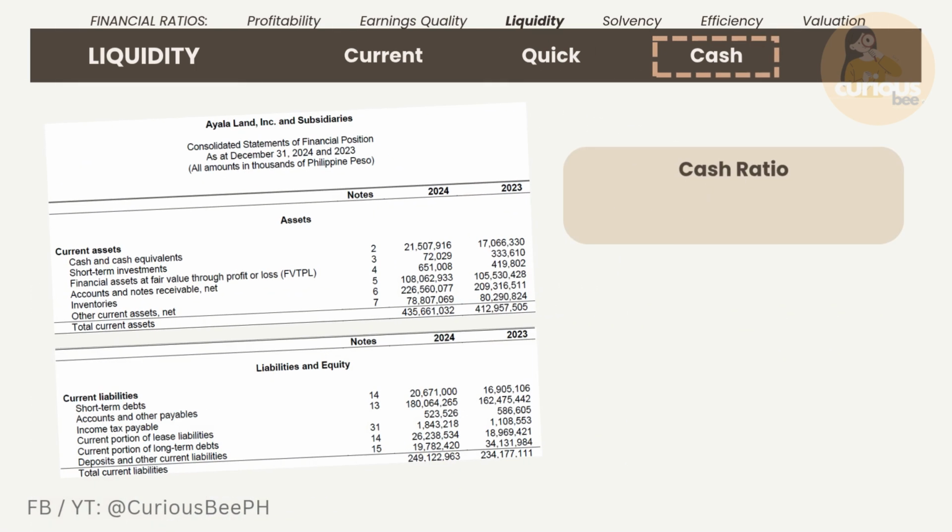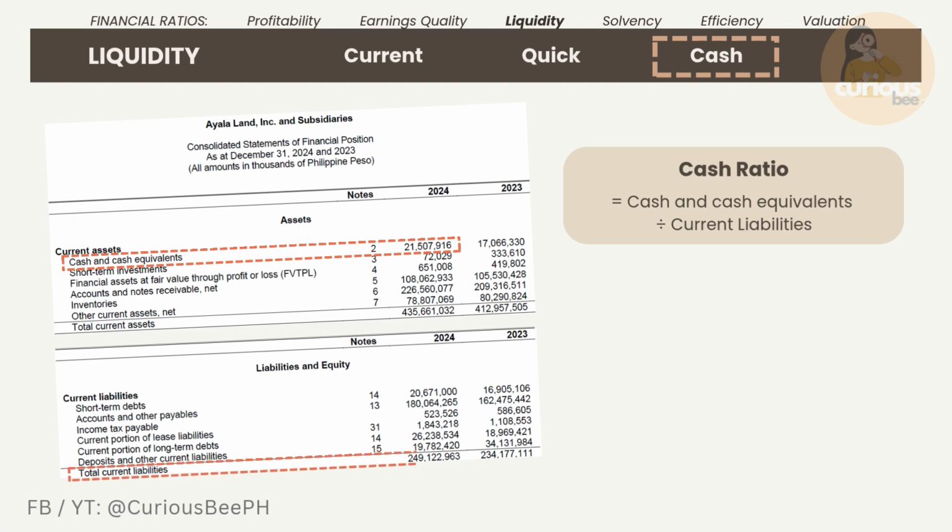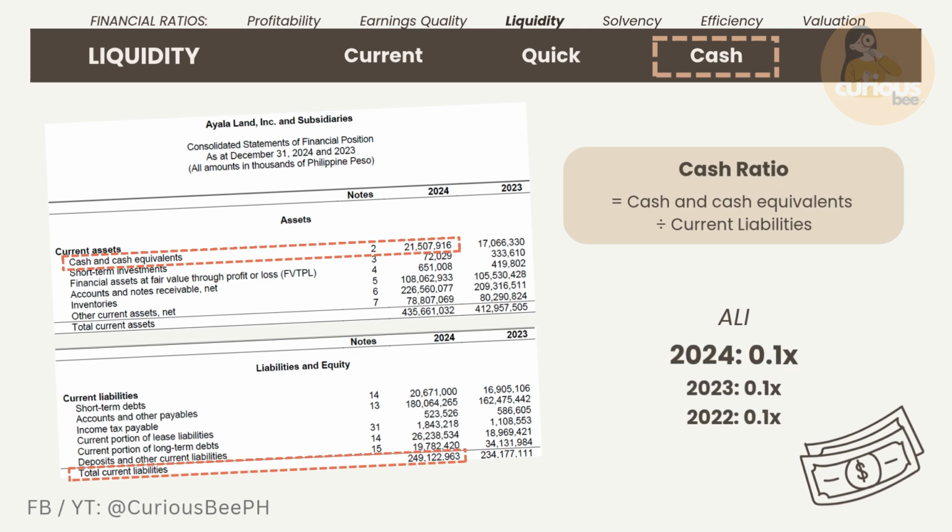The last and strictest liquidity test is cash ratio. The formula is cash and cash equivalents divided by current liabilities. This tests the company's liquidity based on available cash without the need to collect receivables. Our sample company's cash ratio in 2024 is 0.1 times. If we compare it to its past, we can see that this is its normal level.